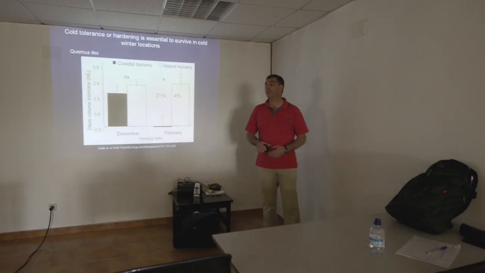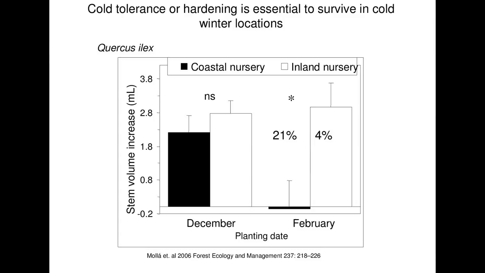When we took them to the field, I want you to look here, we planted them in two moments, in early December and mid-February. And when we analyzed their growth after 1 year, we realized that the plants that came from the coastal nursery did not grow, they even decreased their growth. We had 21% of shoot dieback in that plantation of these kind of plants, while the growth of the plants from the inland nursery was quite high, and only 4% of the plants showed some kind of dieback.